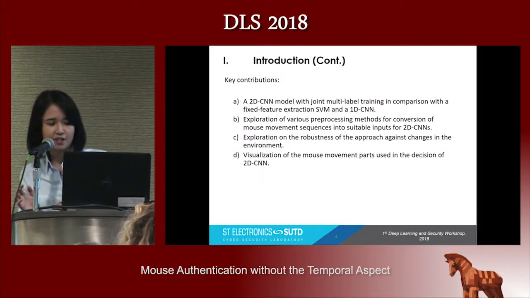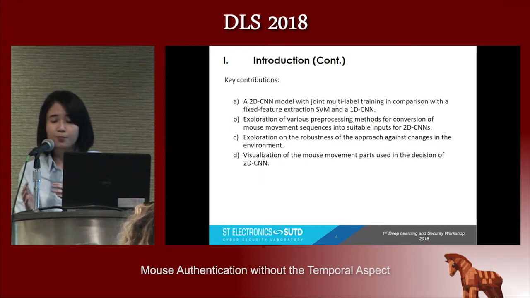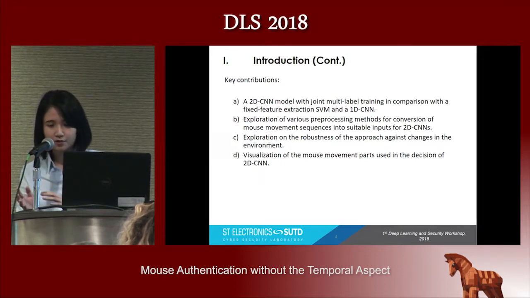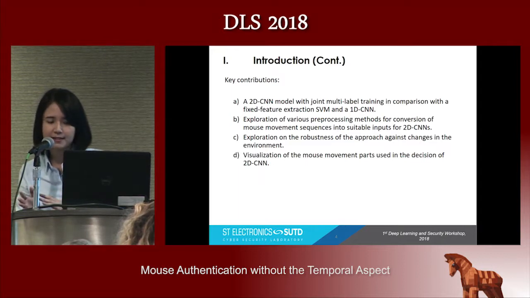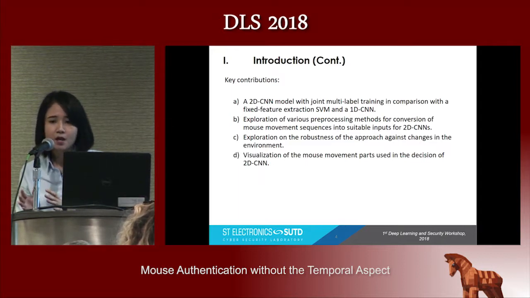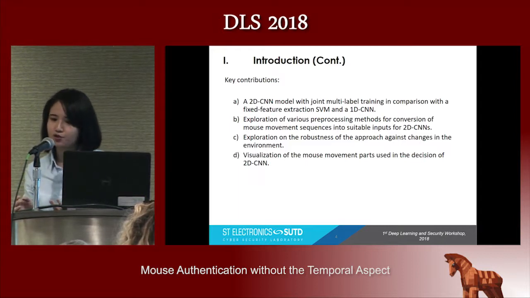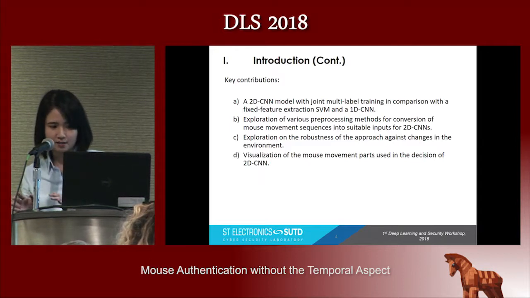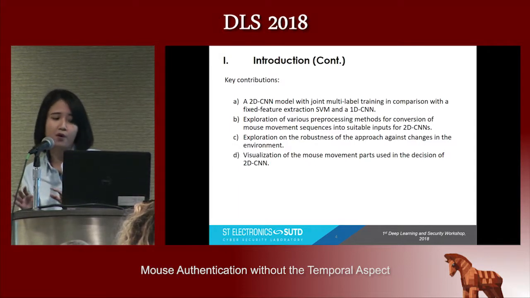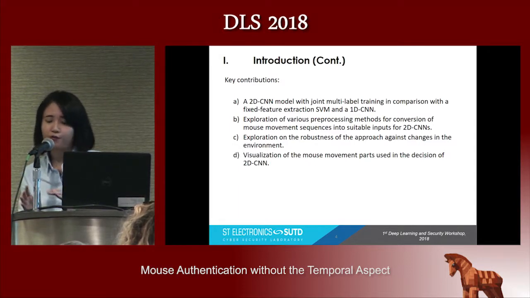So here are the key contributions of our work. We propose to use a 2D CNN model with joint multi-label training and have compared it with a classical SVM method and a 1D CNN baseline. We have also explored different pre-processing methods to convert the raw mouse sequences into suitable inputs to be used by the 2D CNN. However, due to time constraints in today's presentation, I will not discuss the experimental results for the different pre-processing methods. For more information, you can refer to the paper.